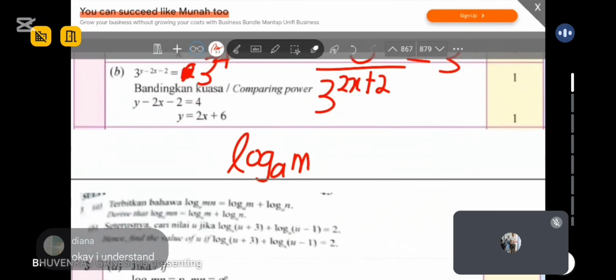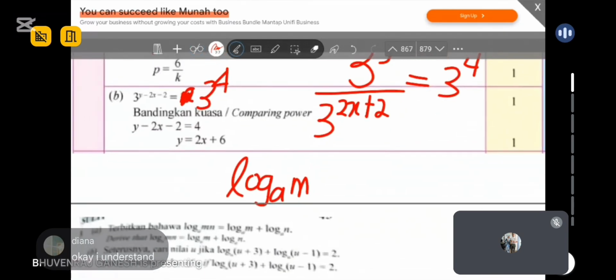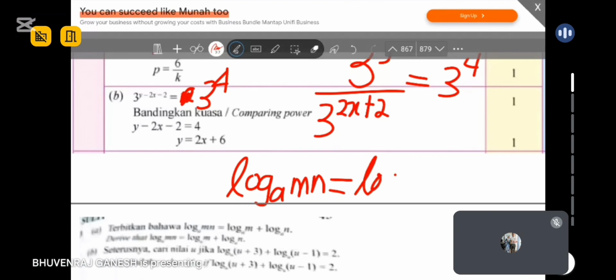So we go to question 3A, guys. They ask you to prove this. Kena buktikan yang ni, guys. So anyone, have you all studied this? How to prove this kind of question already?